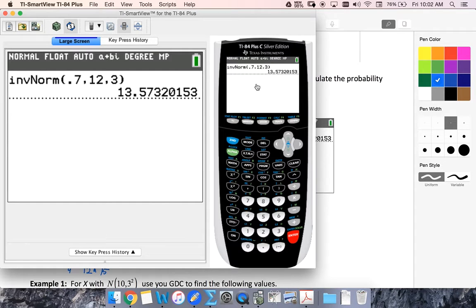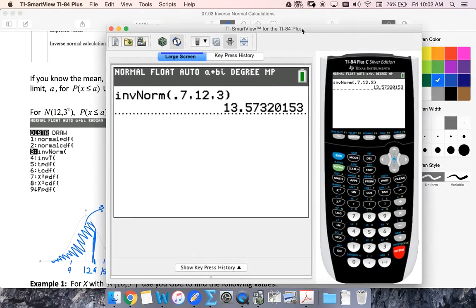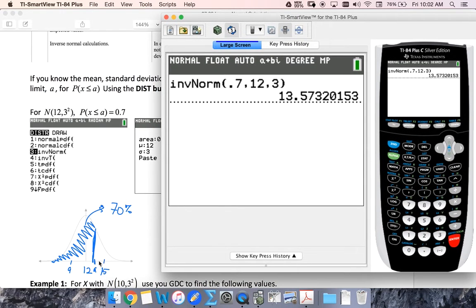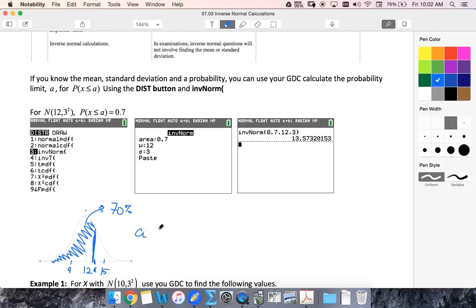Okay. So we get our A value is 13.57, and that makes sense with what we thought. So we get A is about 13.573, and then we can round to our 3 sig figs, 13.6.